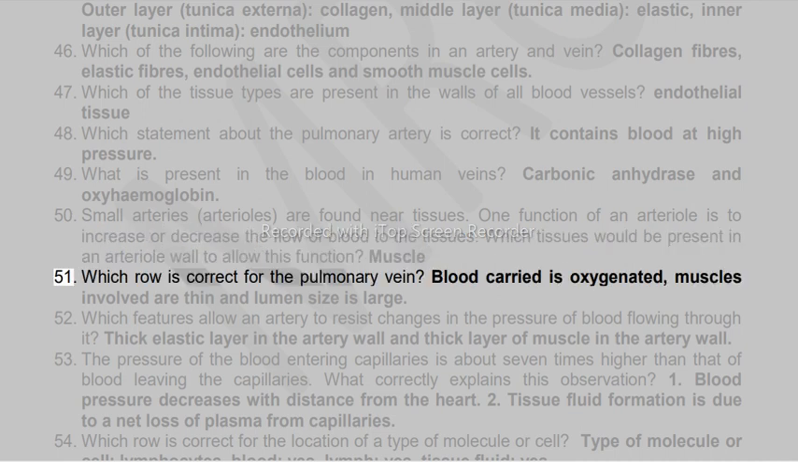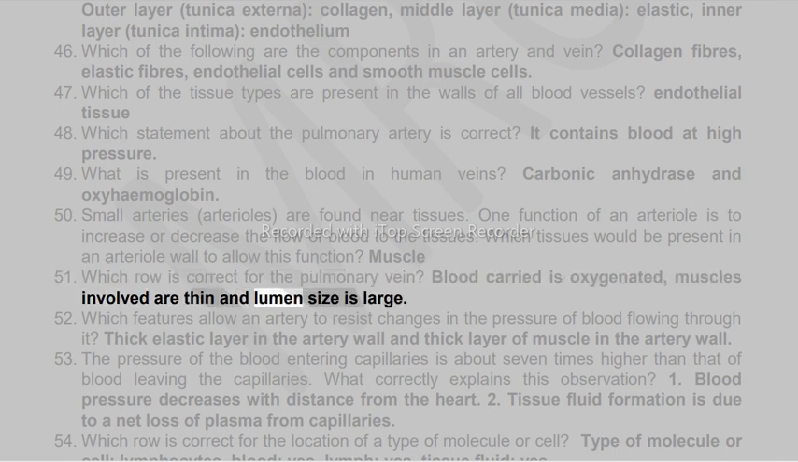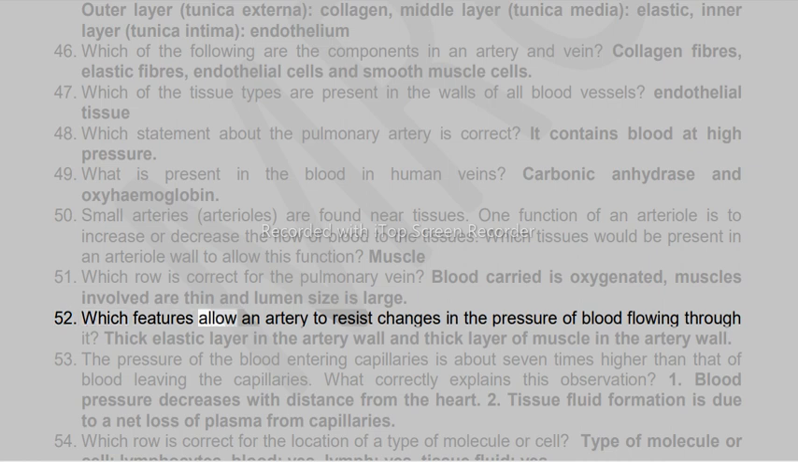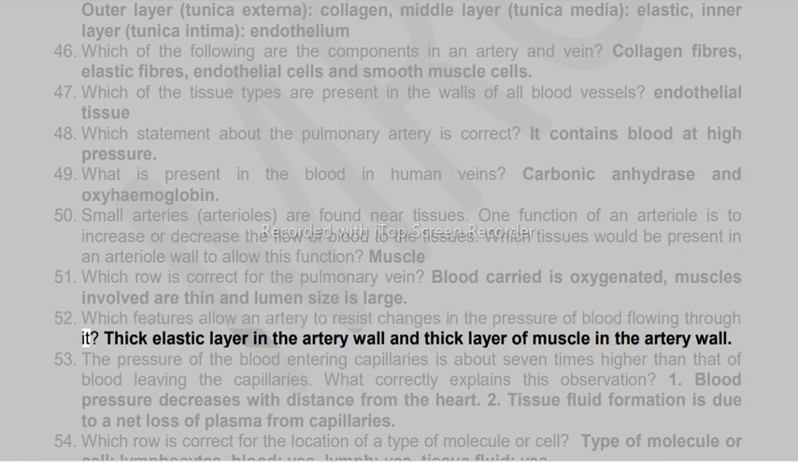Muscle. 51. Which row is correct for the pulmonary vein? Blood carried is oxygenated, muscles involved are thin and lumen size is large. 52. Which features allow an artery to resist changes in the pressure of blood flowing through it? Thick elastic layer in the artery wall and thick layer of muscle in the artery wall.